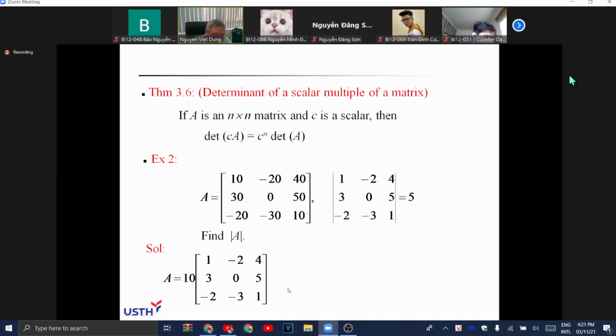So by that you will see the determinant of A equals 10 to the power 3 times that determinant, and 10 to the power 3 is 1000, and that determinant is 5, so we get 5000. So that is an example for that property.